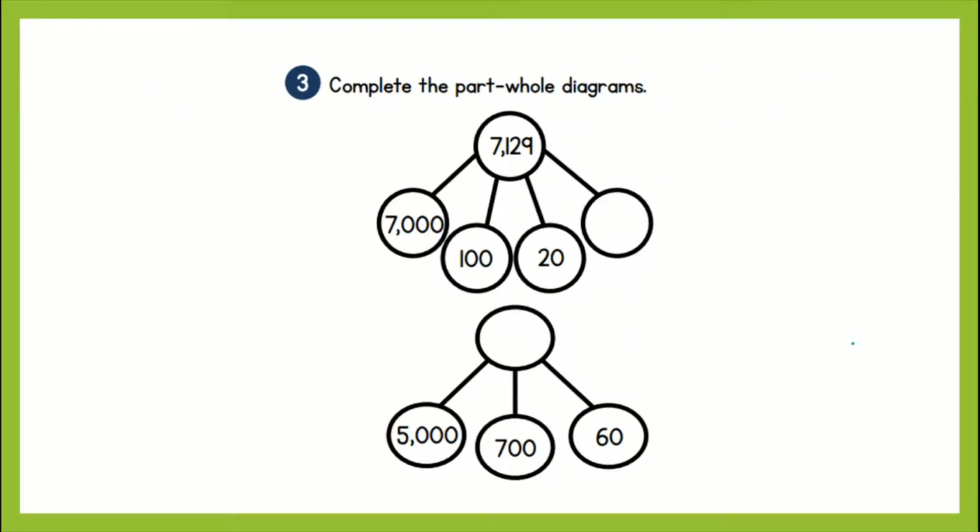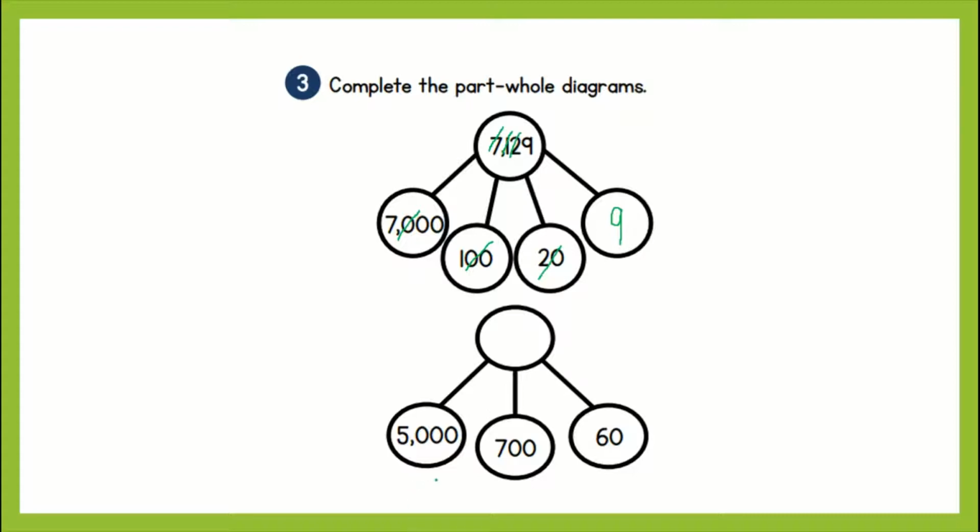Complete the part whole diagrams. So we've got 7,129. So 7,000 would be 7 in the thousands column, so that's 7 as well. Now we've got 100, so that will be 1 in the hundreds column. We can cross that out as well. Now we've got 2 in the tens column, so that would equal 20. We've got 20 here, so we can cross them out. Now we're left with the ones column. We've got 9 in the ones column, so we need to write 9 in this circle here.